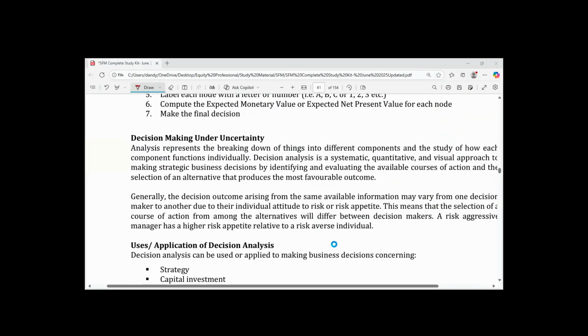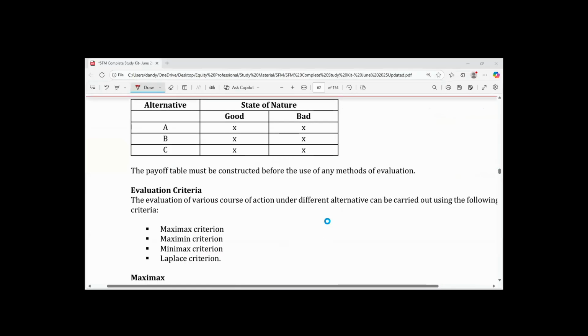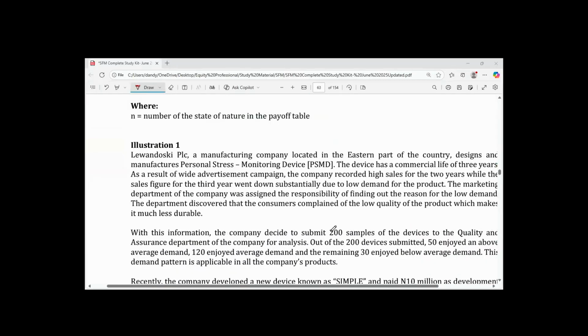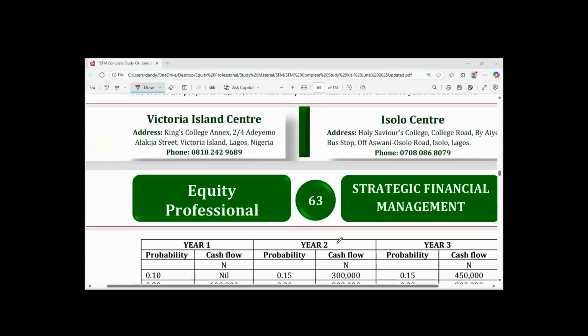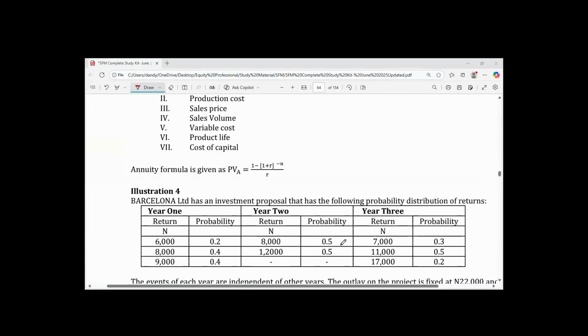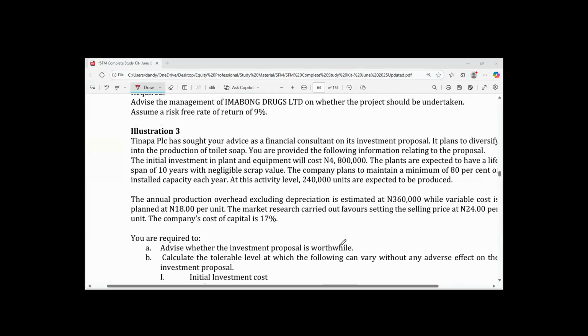All right. Let's have illustration number 3. This is the question. It's been a while. Now, it's been a while ICAN tested a complete question on sensitivity analysis. What ICAN does in recent time is to just test one of the variables as a sub requirement.